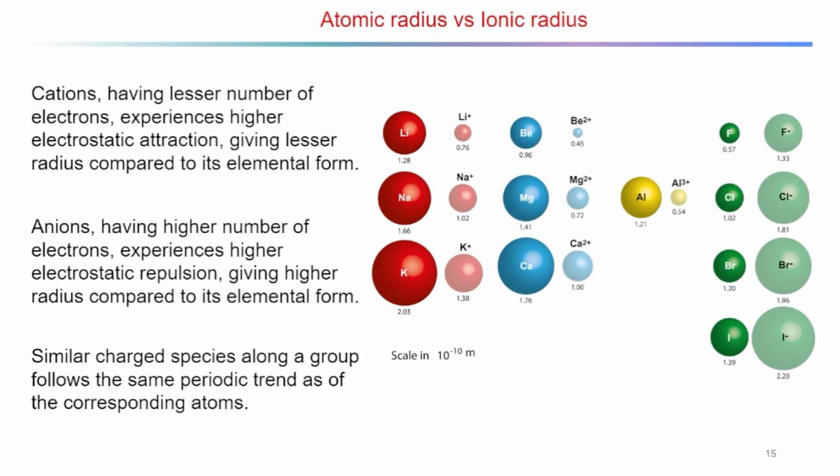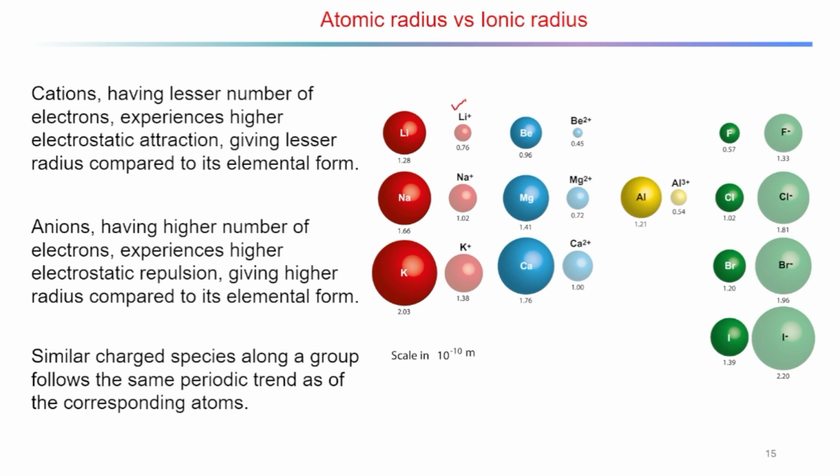So let's see, we have these elements here in the elemental form: lithium, sodium, potassium, beryllium, magnesium, calcium, and on this side we have fluorine, chlorine, bromine, iodine. These atoms have the same number of protons and the same number of electrons. But when we take out an electron, the number of protons is more and the number of electrons is less. So that time we get cations.